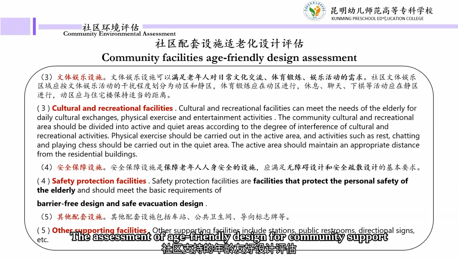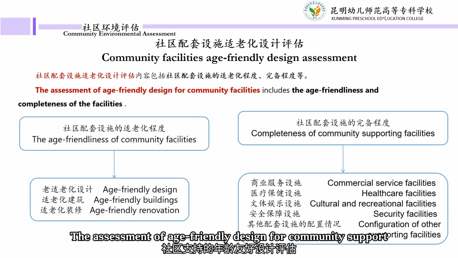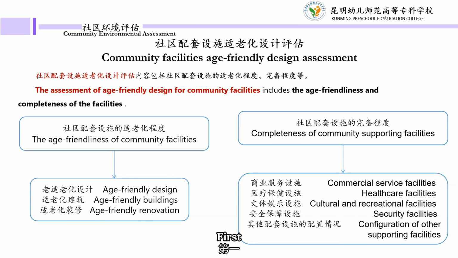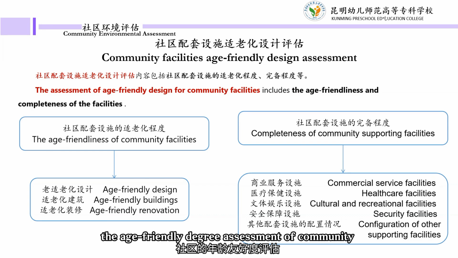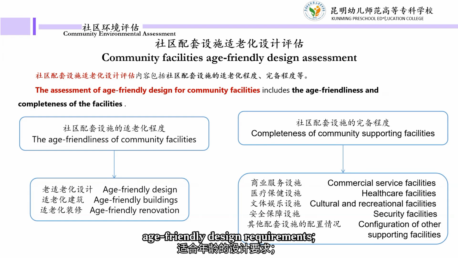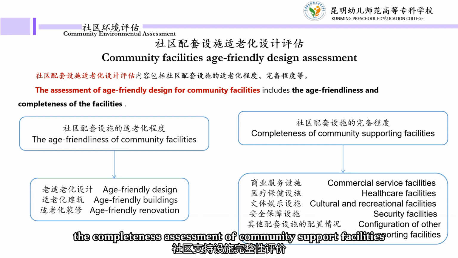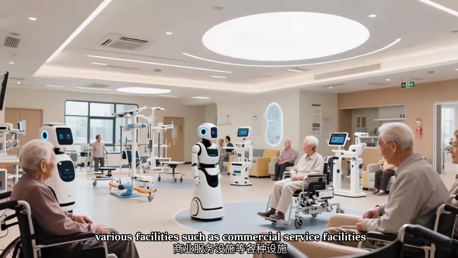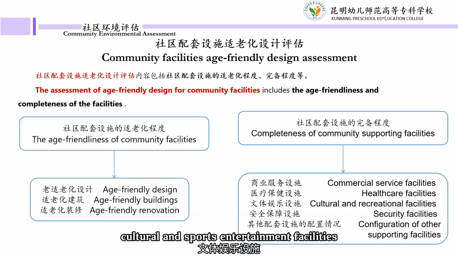The assessment of age-friendly design for community support facilities mainly includes 3 dimensions. First, the age-friendly degree assessment of community support facilities, which examines whether the facilities comply with age-friendly design requirements. Second, the completeness assessment of community support facilities, which comprehensively evaluates the configuration of various facilities: healthcare facilities, cultural and sports entertainment facilities, and safety security facilities.